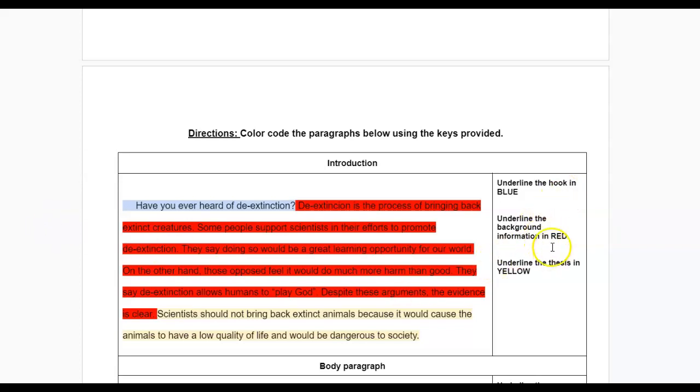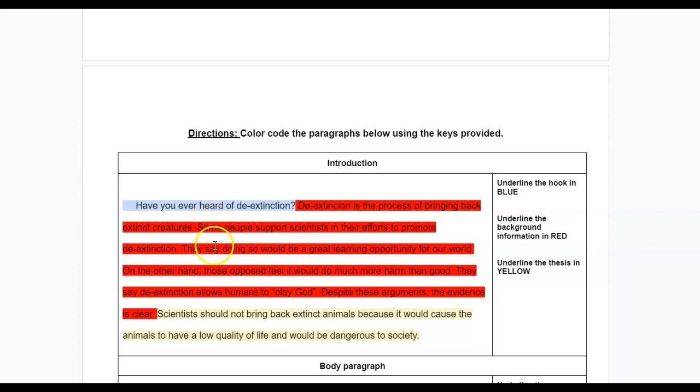Right after the hook, we're going to get into our background information. So you're going to need the color red for that. I also want to remind you that obviously this is a video, so if I'm moving too fast, feel free to pause so that you can get caught up with me. The background information should answer 3 questions. What is the debate? What do those in favor argue? And what do those against argue? So let's look at what I have here. De-extinction is the process of bringing back extinct creatures. Some people support scientists in their efforts to promote de-extinction.